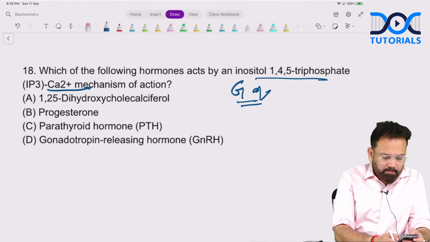Yes, what is the answer? Am I audible and visible? I think my network is not working.